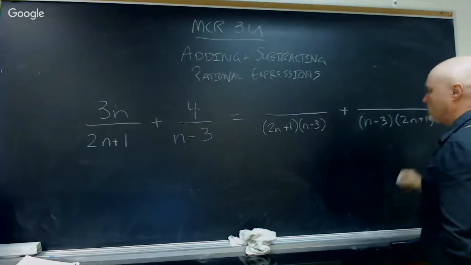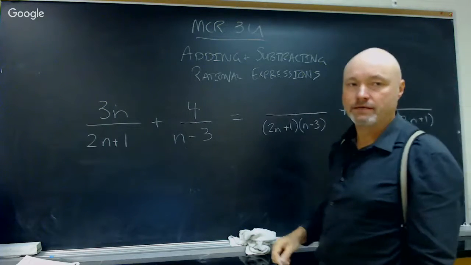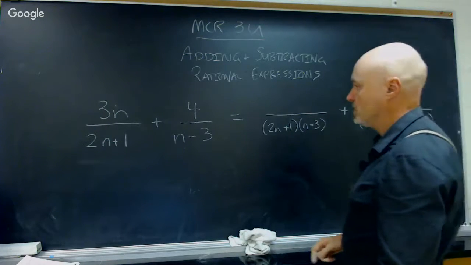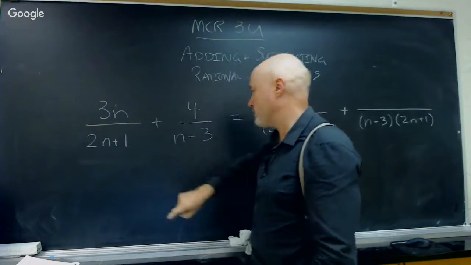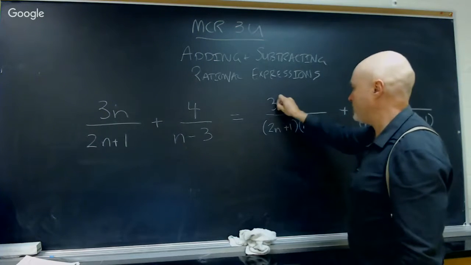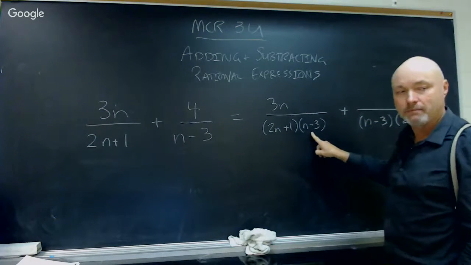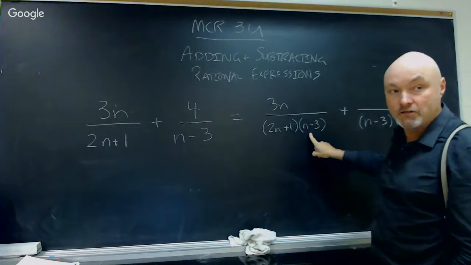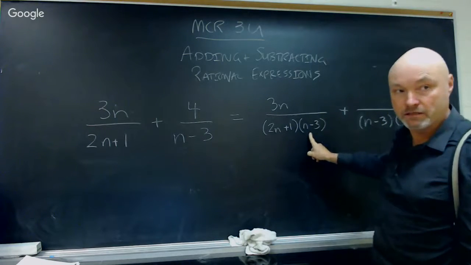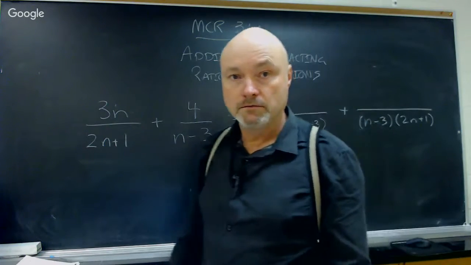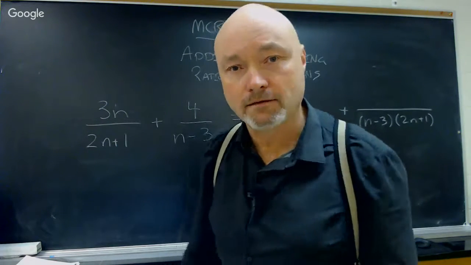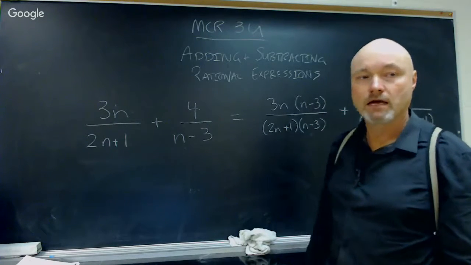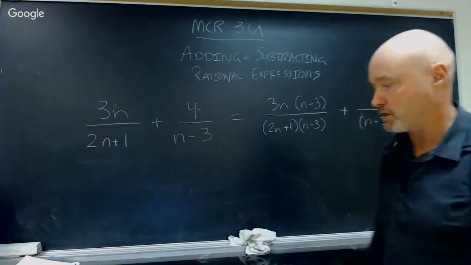No, it doesn't. I'm actually making it backwards just so that it might make more sense. On the other hand, it might not. Okay, here's 3n over 2n plus 1, and I've multiplied the bottom by n minus 3 to make my common denominator. Justin, I can do that, right? I can just multiply the bottom by n minus 3 to make a common denominator. No, I can't. I have to multiply the bottom and the top by n minus 3.